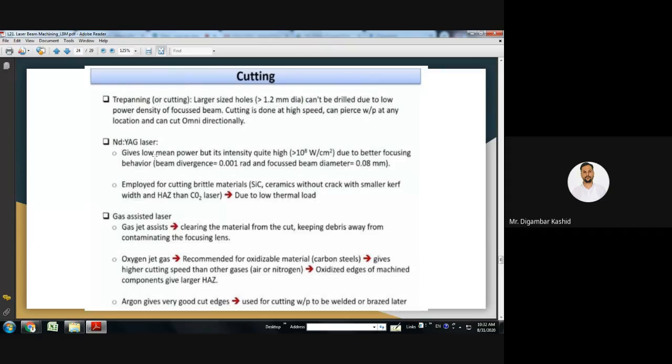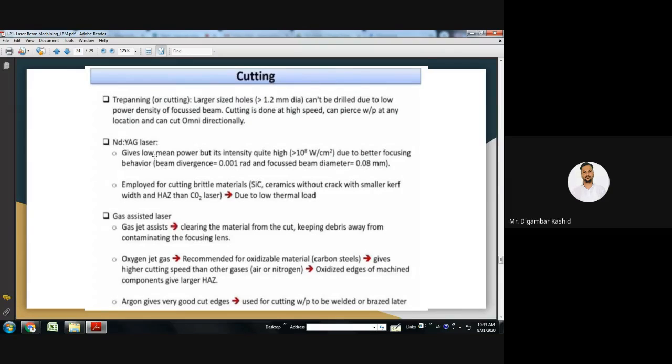In this trepanning operation, instead of melting and evaporating the total volume of material, the laser beam passes along the periphery of the hole, and due to that the total area can be removed. This cutting is done at high speed, and it can also pierce the workpiece. Piercing can be done at any location, and we can cut omnidirectionally, that means in any direction.